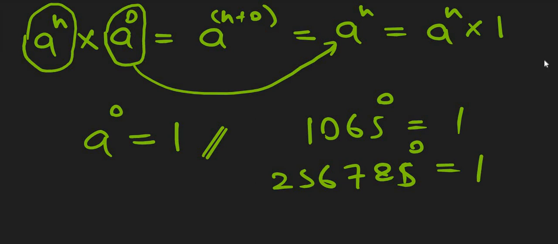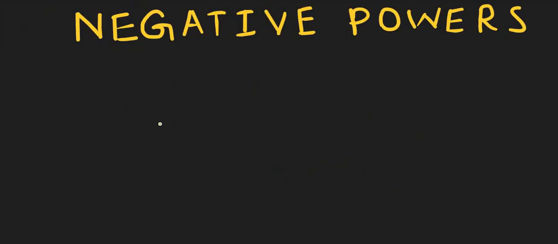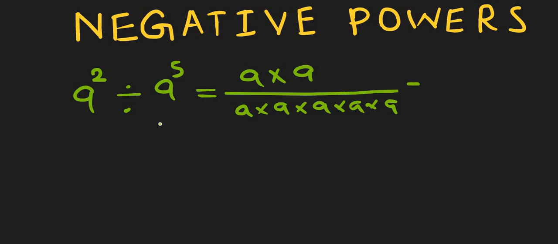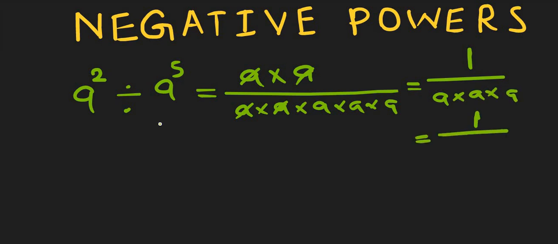Let's move on to negative powers. Consider the following example, a to the power 2 divided by a to the power 5. Now, this is equal to a multiplied with itself divided by a multiplied by itself 5 times. Now, that is equal to 1 over, because we can cancel off 2 a's, and we can write 1 over a multiplied by itself 3 times. Therefore, I get 1 over a to the power 3.